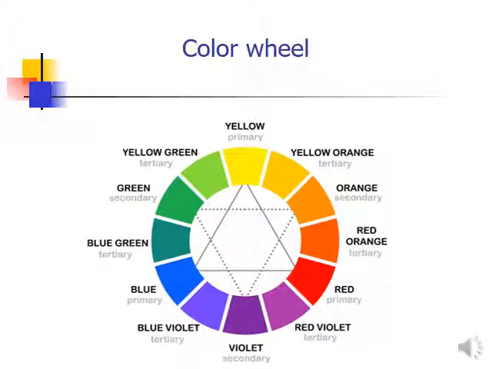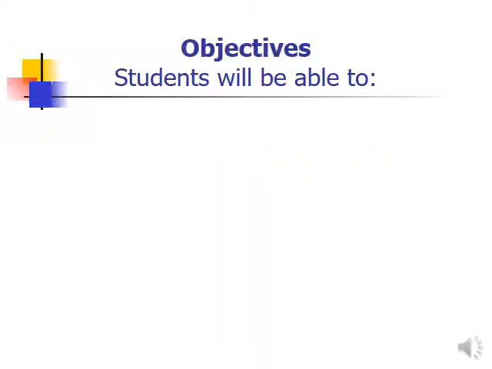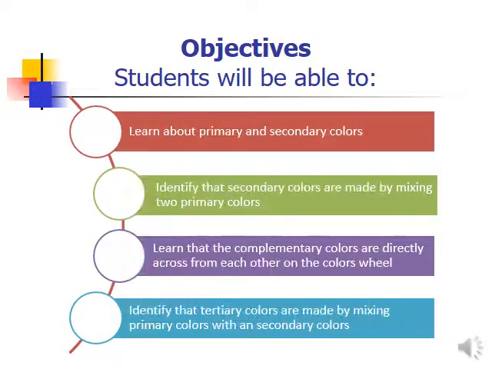Now we will start with the second lesson, which is about the color wheel. So the objectives of this lesson: students will be able to learn about primary and secondary colors. Students will be able to identify that secondary colors are made by mixing two primary colors. Moreover, students will be able to learn that the complementary colors are directly across from each other on the color wheel. Students will be able to identify that tertiary colors are made by mixing primary colors with secondary colors.